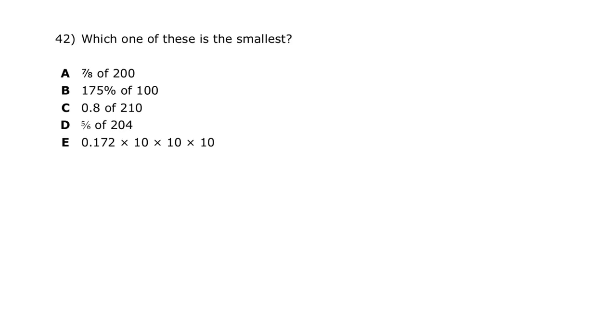42. Which one of these is the smallest? Let's begin with option A, which is 7/8 of 200. To find this, we should first of all find 1/8, and we can do this by dividing 200 by 8. If you're not sure about this, you can half it again, and half it again.